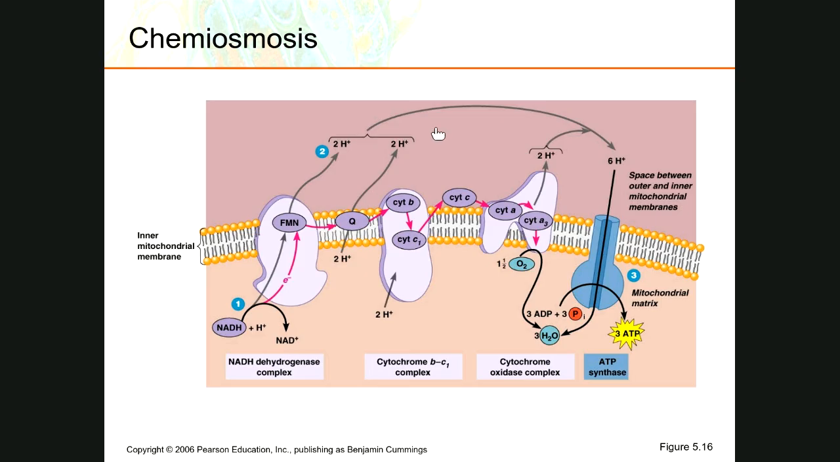What do you know about molecules in a high concentration? Where do they want to go? An area with lower concentration. To an area with lower concentration, which is back on the other side of the membrane. But the hydrogens cannot simply diffuse through the membrane, so how do they get back to the other side?